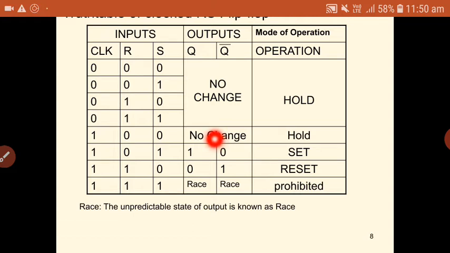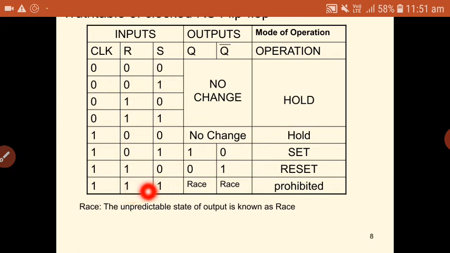So if earlier Qn is 0, Qn plus 1 is also 0. If Qn is 1, then Qn plus 1 is also 1, in the first case, for R is equal to 0 and S is equal to 0. And for R is equal to 0 and S is equal to 1, irrespective of its previous output, irrespective of Qn, the Qn plus 1 will always be equal to 1. That is the meaning. And for R is equal to 1 and S is equal to 0, irrespective of Qn, Qn plus 1 is equal to 0. You are resetting the flip-flop, and for 0 1 you are setting the flip-flop. So these are the three combinations.